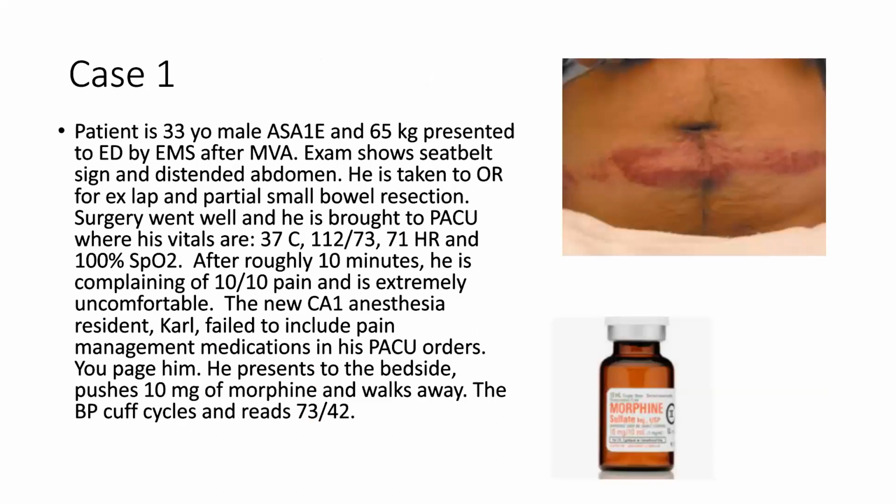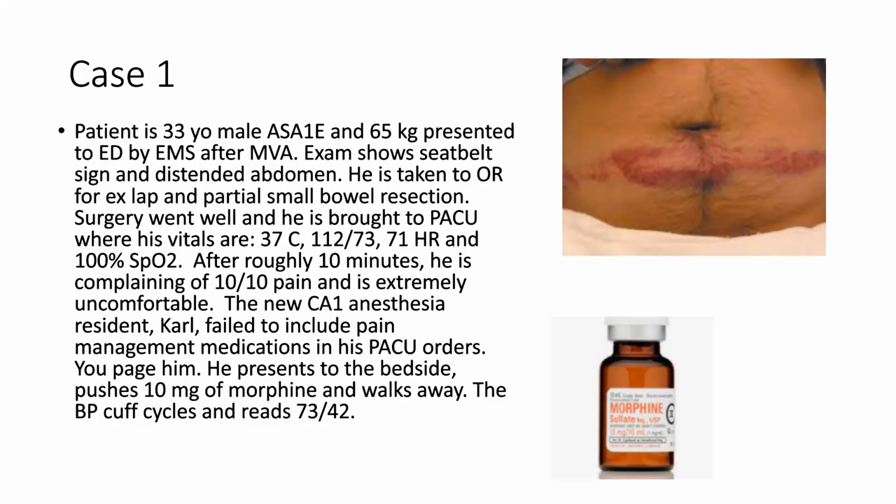So the first case is a 33-year-old guy, pretty healthy, ASA 1E. He's 65 kilograms and came into the ED by EMS after a motor vehicle accident. On exam he's got a seatbelt sign, and his abdomen is distended and tender. He's taken to the OR for an X-lap and ultimately a partial small bowel resection. Surgery went well and he's brought to the PACU. His vitals are all good: he's 37 degrees Celsius, 112 over 73, his heart rate's 71, and he's satting just fine.